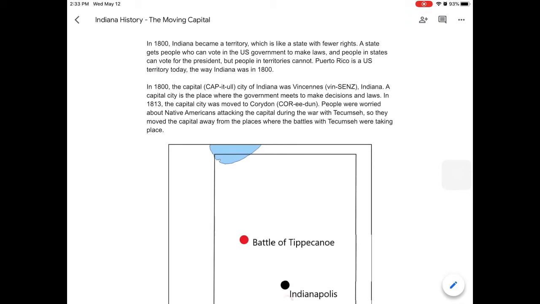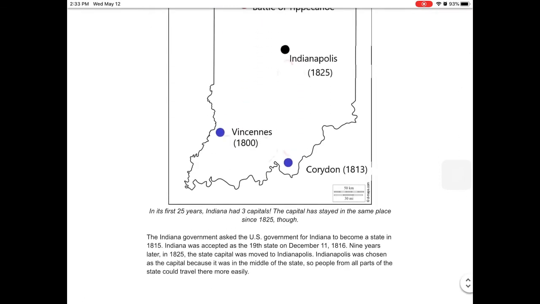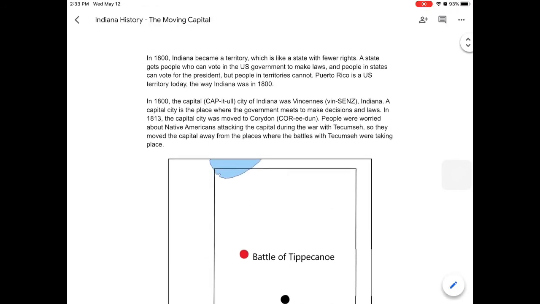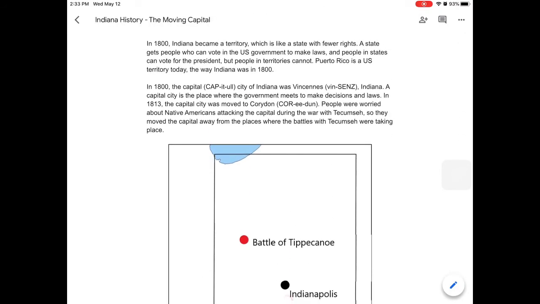Okay, and I know from my previous reading that this was the capital before it was a state, because we already found out that it didn't become a state until 1860. So I'm going to write down, and you should too in your notes, Vincennes. That's right here. Okay, I got the first one.